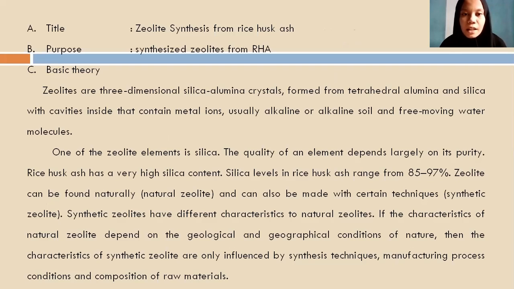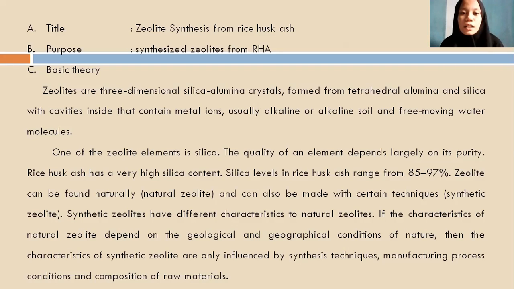Okay, here I will explain about the practicum on zeolite synthesis from rice husk ash. Zeolites are three-dimensional silica-alumina crystals formed from tetrahedral alumina and silica, with cavities inside that contain metal ions, usually alkali or alkaline earth, and free-moving water molecules. One of the zeolite elements is silica. The quality of an element depends largely on its purity. Rice husk ash has a very high silica content.